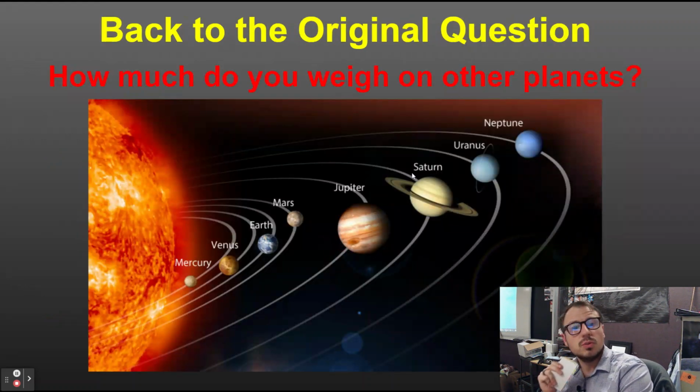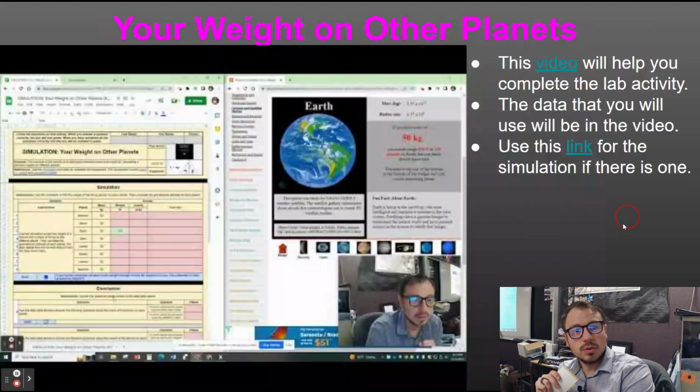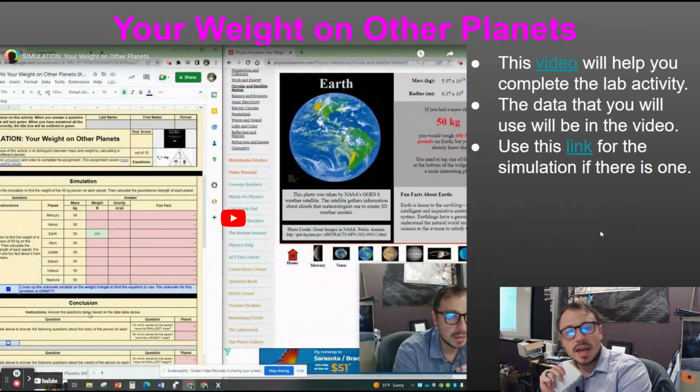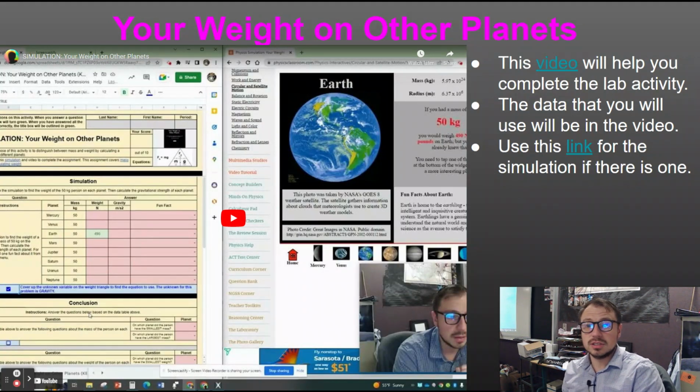So how much do you weigh on other planets? In order to answer this question, we did a class activity. You can see where you clicked on a planet and it gave you the mass of that astronaut and the weight, and you were to calculate the strength of gravity. So at this time, I'll go ahead and give you the verbal code. The verbal code is 332. I'll say that again, the verbal code is 332.